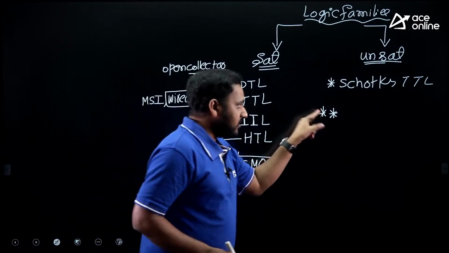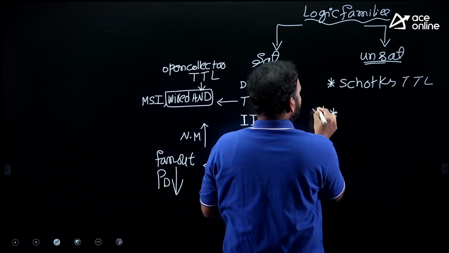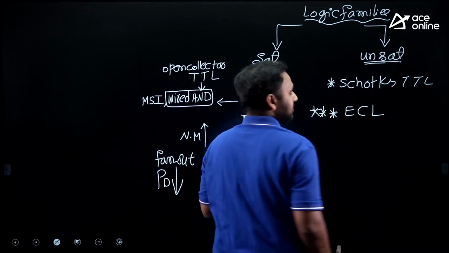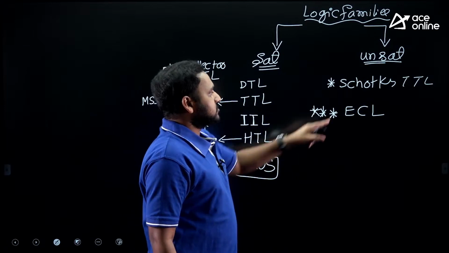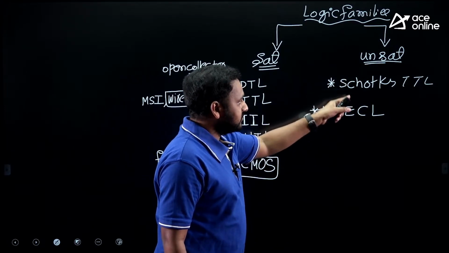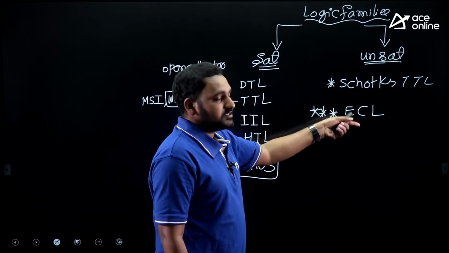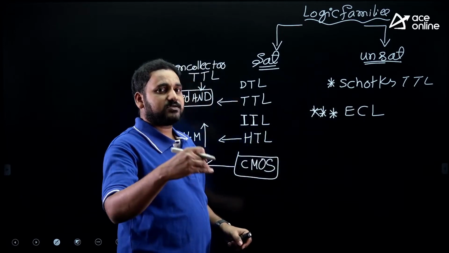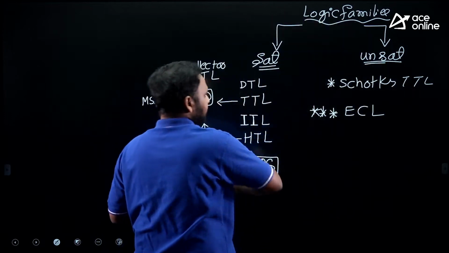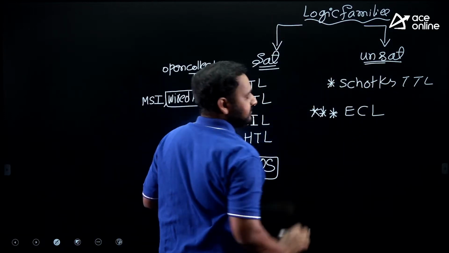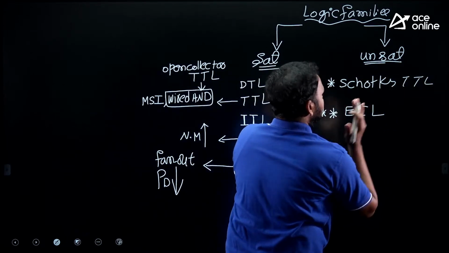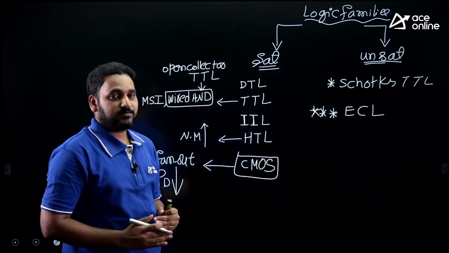But the most important one, you had better give multiple stars here, is emitter coupled logic. Of course both have almost the same specifications, but compared to this, ECL is the fastest one. Emitter coupled logic is the fastest logic among all. There are so many logic families, and among all, it is the fastest one. Indeed, Schottky TTL as well as ECL are both the fastest logic families.